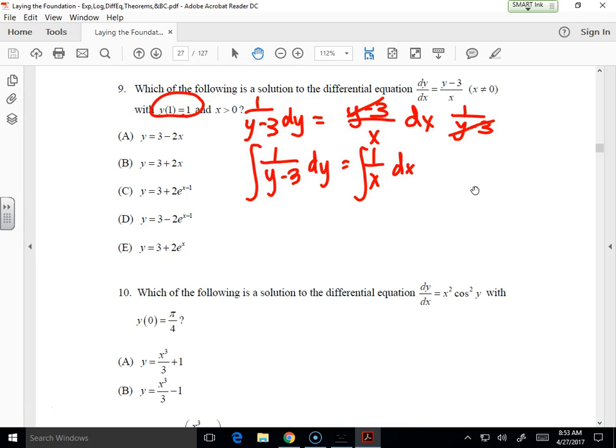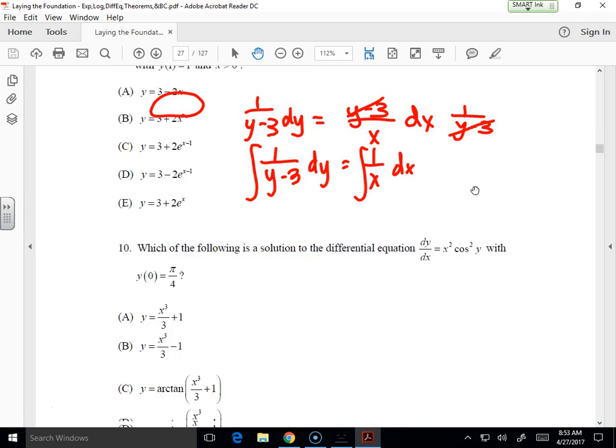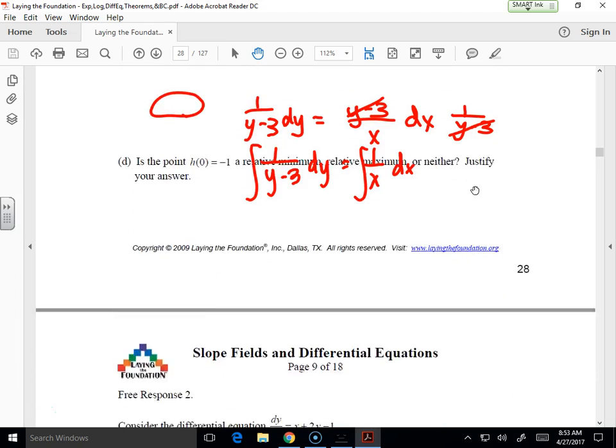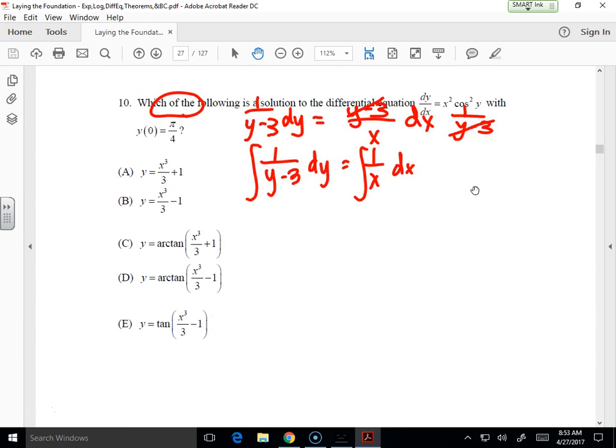Tonight, I want you to keep working on the odds. How many more odds are there? Play around with the differential equations. Evens are optional, and the odds are for tomorrow.